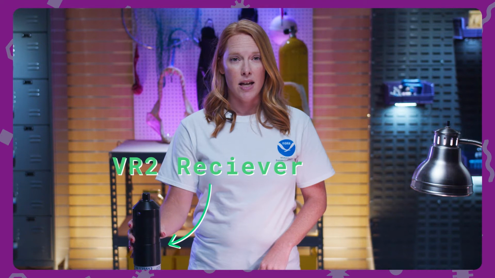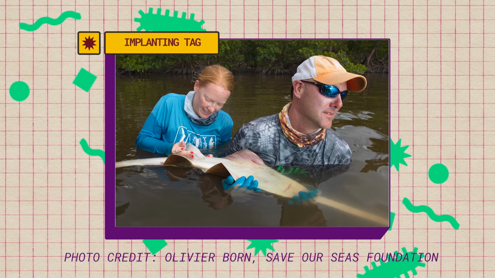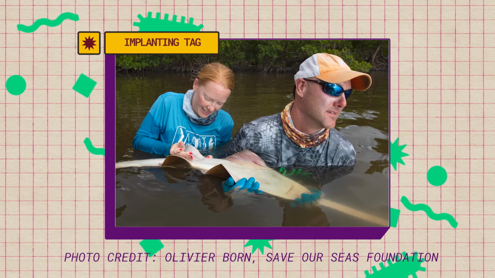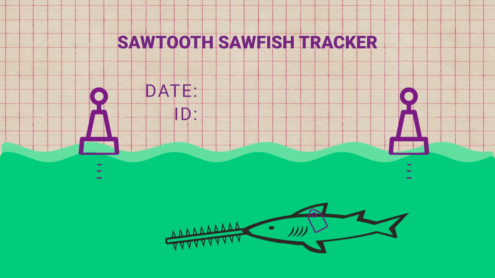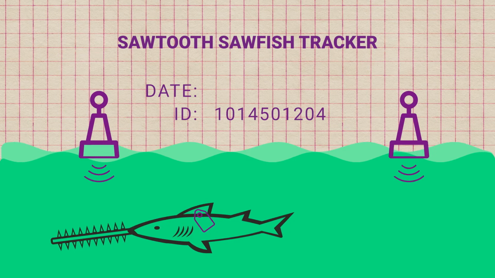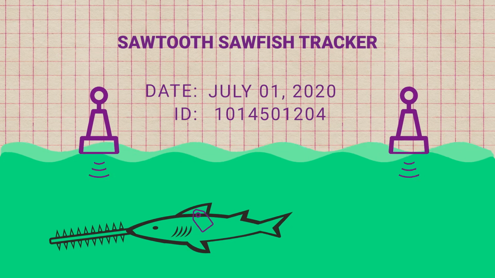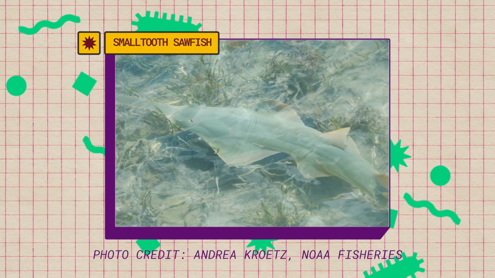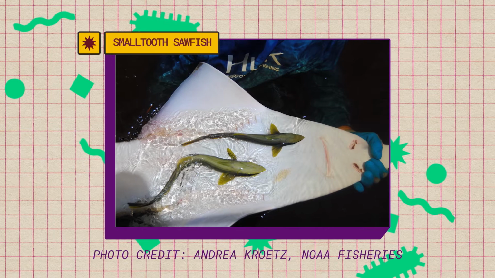This can detect the acoustic signal given off by these acoustic tags, which we internally implant in small-tooth sawfish. These acoustic tags are uniquely coded with a unique identification number, and when a tagged sawfish swims in relatively close proximity to these VR2 receivers, the receiver can record and archive that unique fish ID and the date and timestamp. Scientists can then go back into the field at a later date and download this data, and we can get information as to where these sawfish are, specific dates and times, and an idea of their movement patterns.